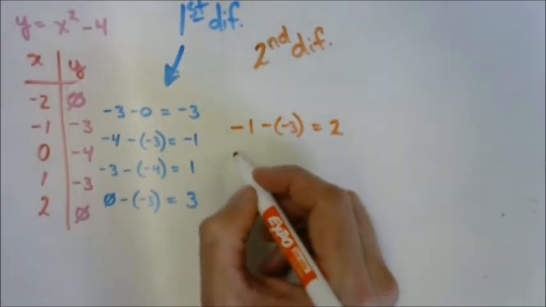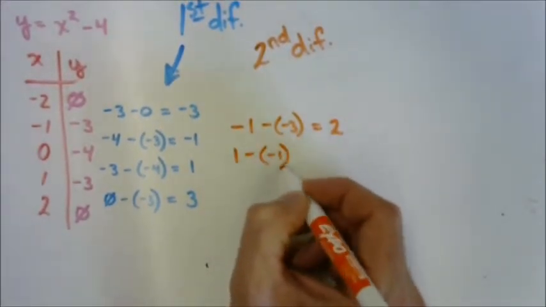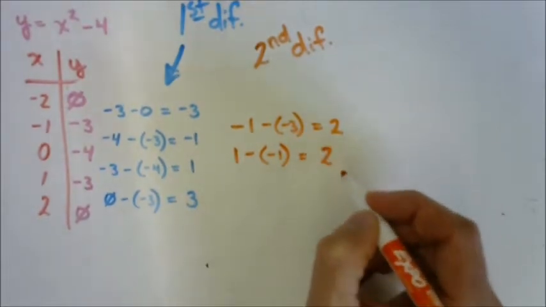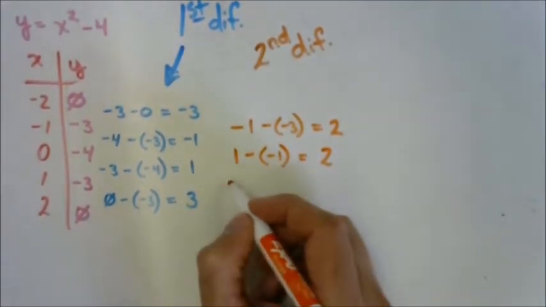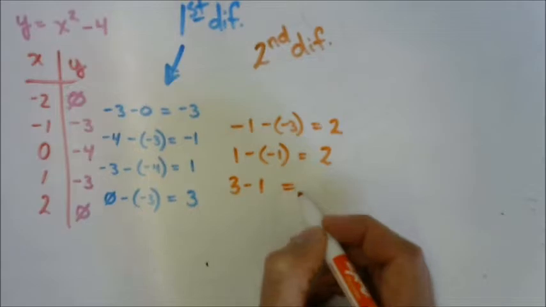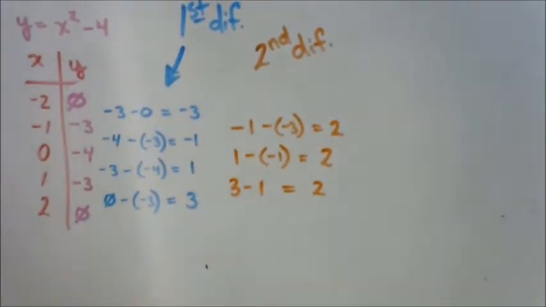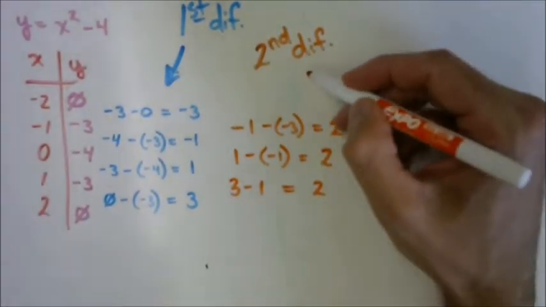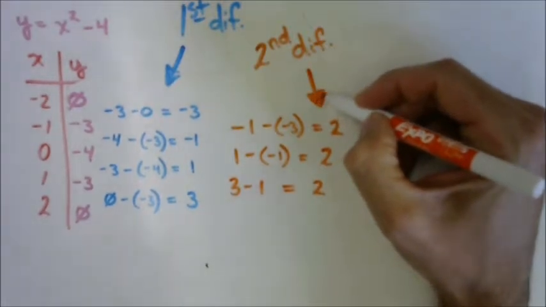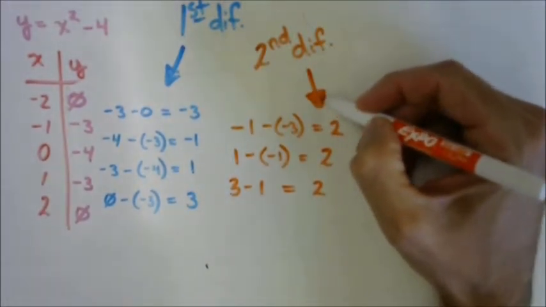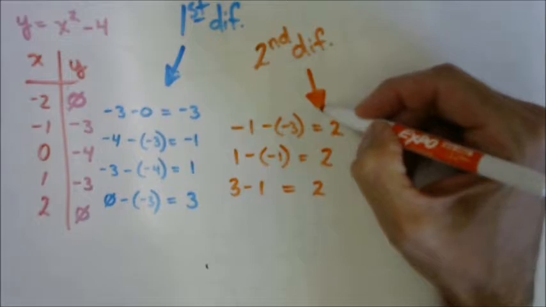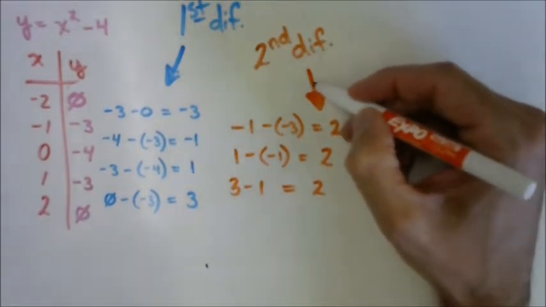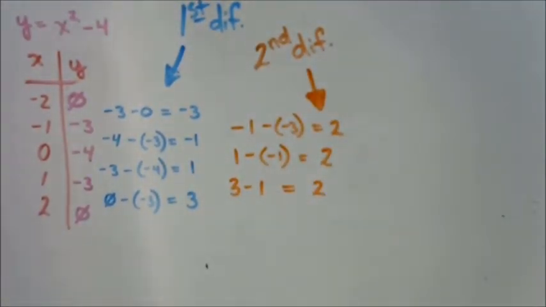Then our next successive numbers, we're taking 1 minus negative 1. That's the same as 1 plus 1, which is 2. Then we have 3 take away 1, which is 2. What did you notice about the second differences? They are all 2, which means they are constant. Good. If you do the second chart on your own, you should be able to verify that the second differences in a quadratic relation are constant.